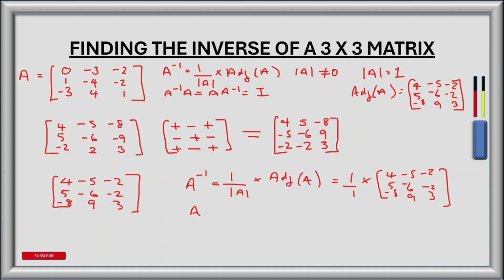The inverse of matrix A is 4, 5, -8, -5, -6, 9, -2, -2, and 3. So that completes this video on finding the inverse of a 3 by 3 matrix. That's it for now, and I'll see you next time.